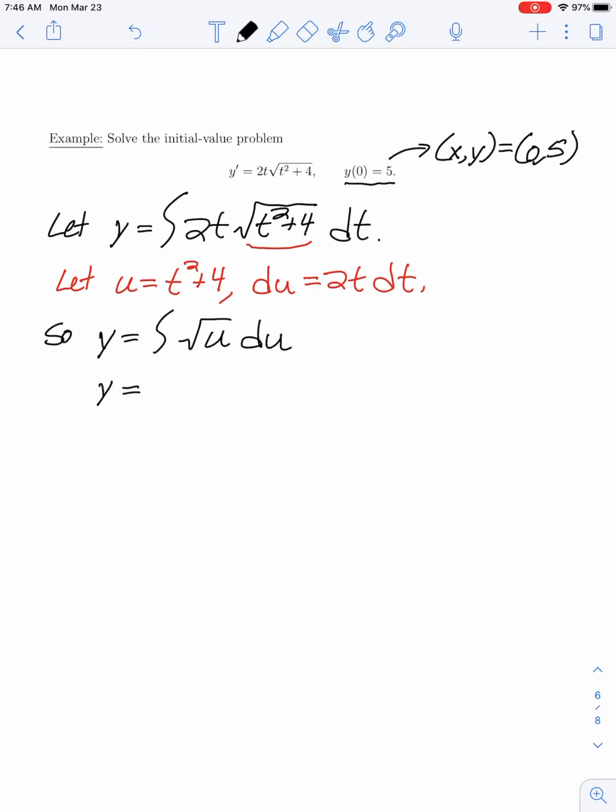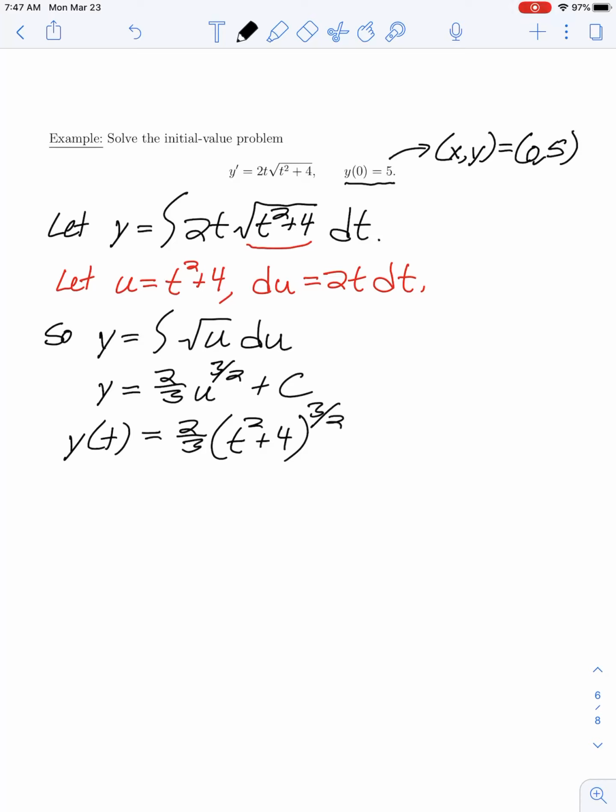And the antiderivative of this is then 2/3 u to the 3/2 power plus some constant c, or substituting u back in, we find that y, which is a function of t, is 2/3 times u, which was t squared plus 4, all raised to the 3/2 power plus some constant c. So here, again, we have found our general solution, but we still need to solve for the constant c to make sure that our initial condition is satisfied.